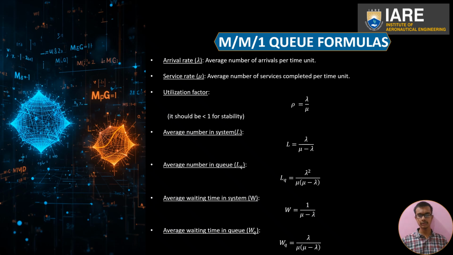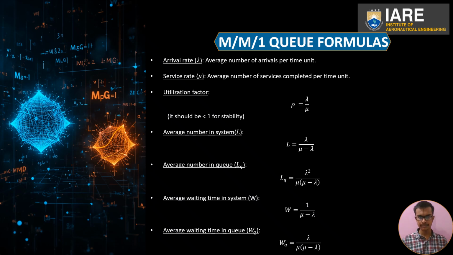Now let's discuss about MM1 queue formulae. Arrival rate lambda. It is an average number of arrivals per time unit. Service rate mu. It is an average number of services completed per time unit. Utilization factor is denoted by rho, and its formula is rho is equal to lambda by mu. It should be lesser than 1 for stability.